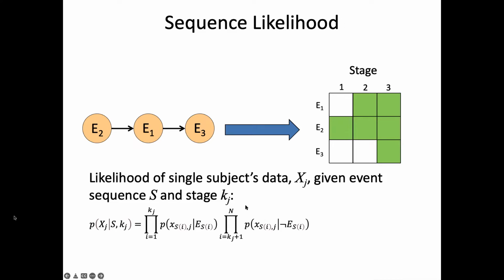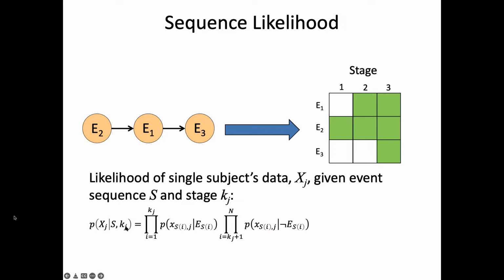So the first step in constructing that likelihood is that we construct the likelihood of just one patient's set of data. So big X_j here is the set of measurements from one particular patient, patient j or subject j. And we'll start by evaluating the likelihood of that data on the assumption that we know what the sequence is and at what stage that particular subject is at when the measurements were made. So on that assumption, we can write the likelihood of this patient's data given the sequence and the stage in terms of the likelihoods of each individual measurement given that the event has or has not occurred.